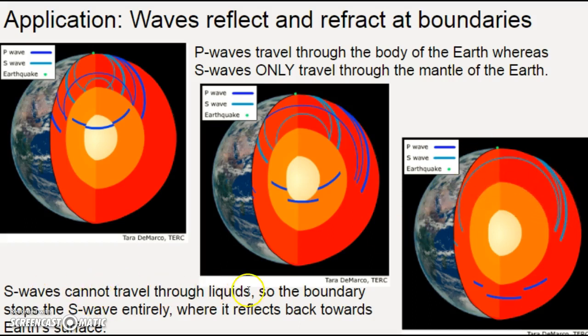S waves cannot travel through liquids, so the boundary stops the S wave entirely, where it reflects back towards the Earth's surface. And only a small portion of it is actually transmitted through the mantle.